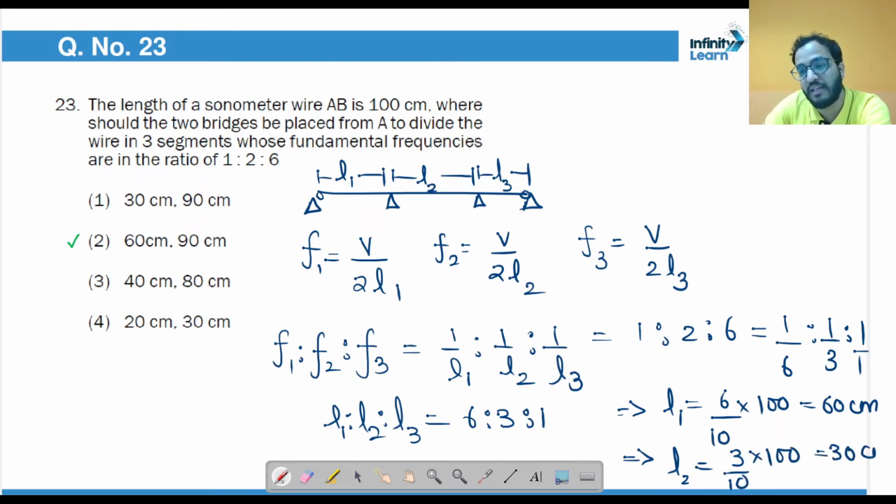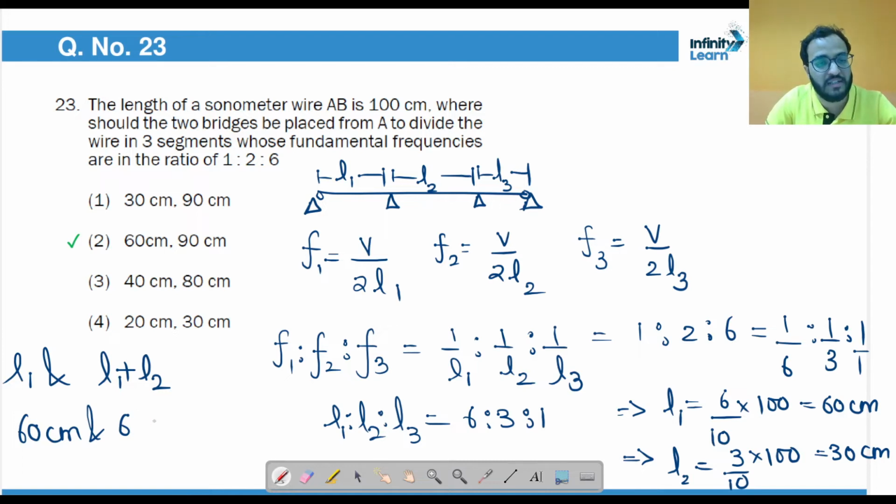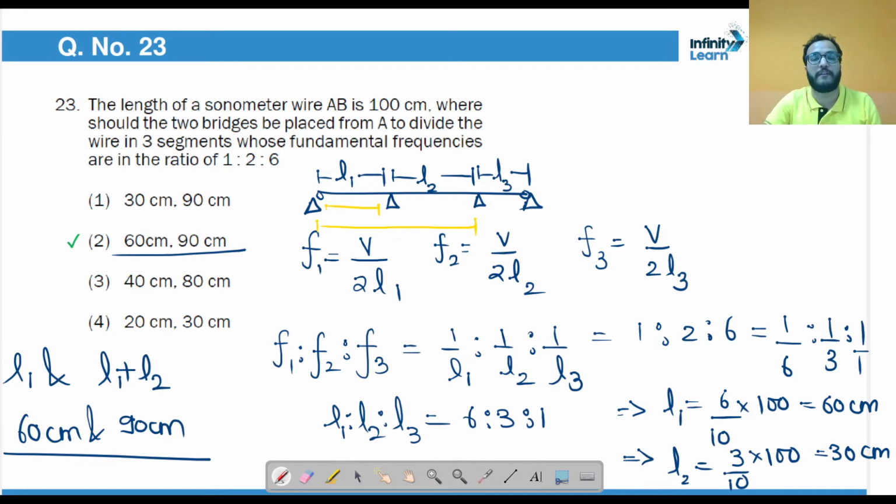But they want the distance from this point. So they are asking for L1 and L1 plus L2. So our answer will be 60 centimeter and 60 plus 30, that is 90 centimeter. So answer will be 60 and 90, right? Because they are looking for this distance and this distance. Clear? So it is 60 centimeter and 90 centimeter. Got it?